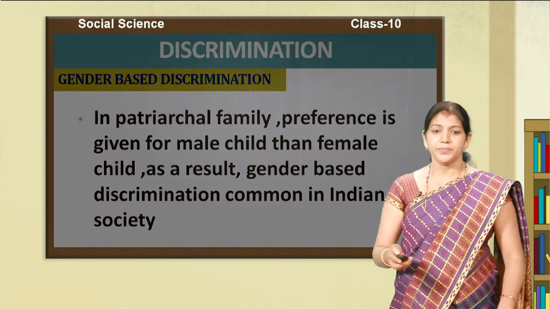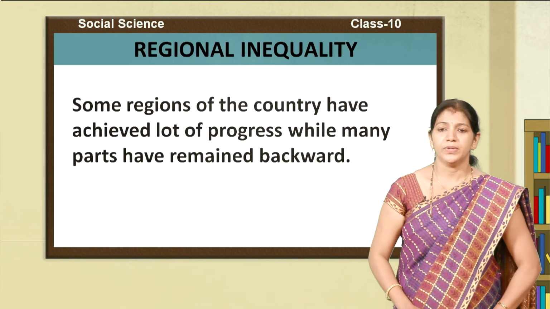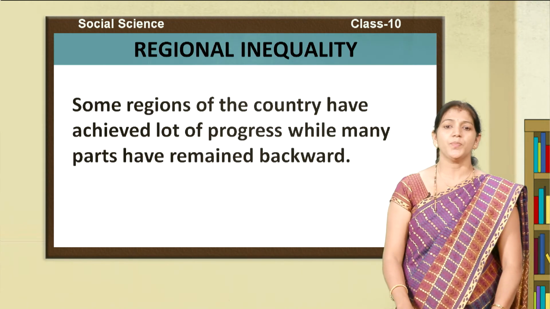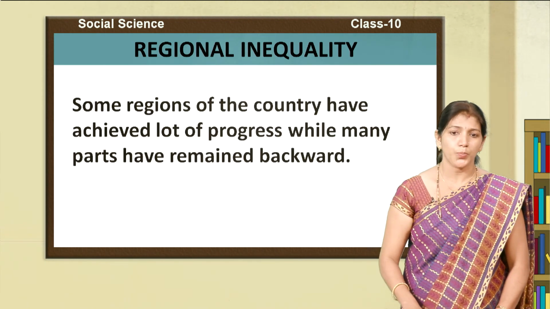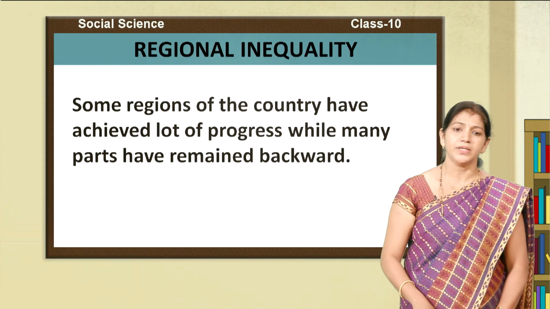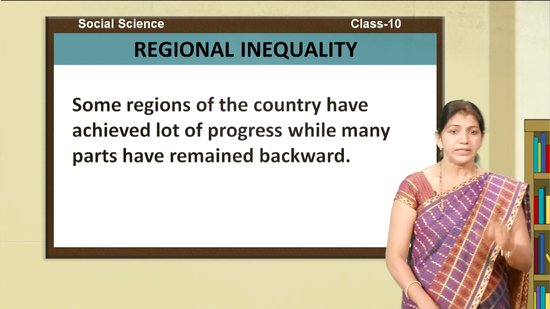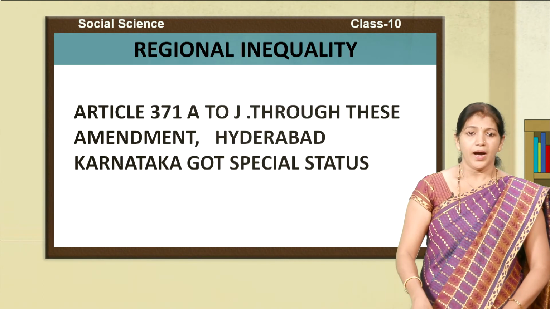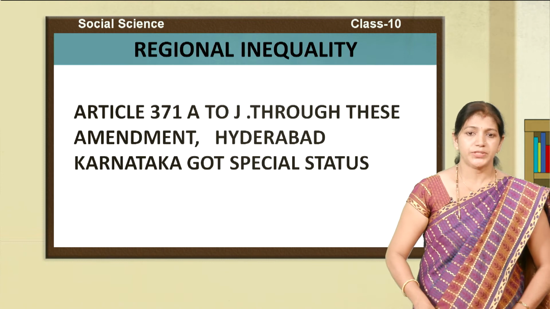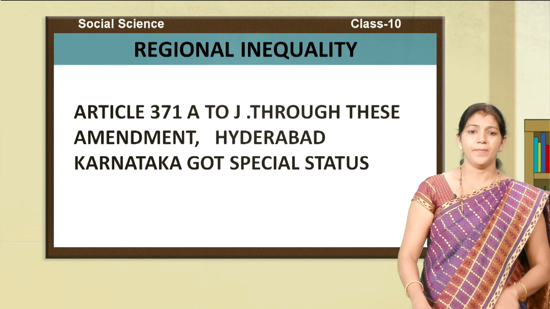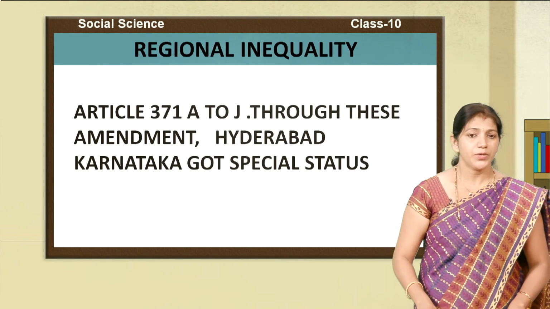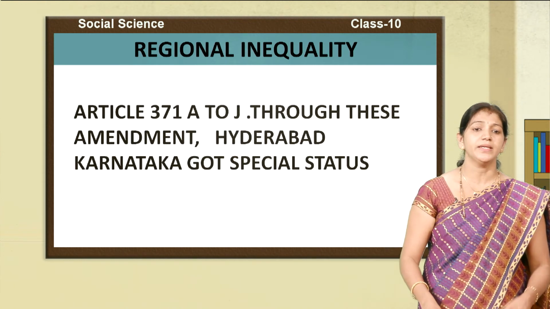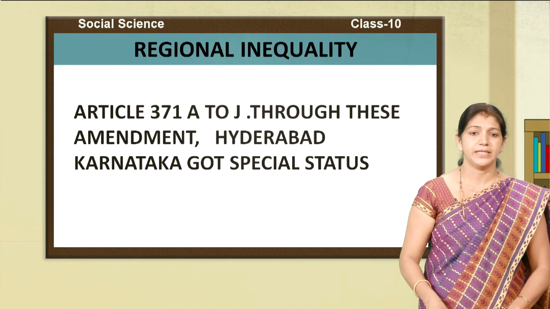Students, next major problem of discrimination is regional inequality. Some regions of the country have achieved a lot of progress, while many parts of the country are backward. This situation is known as regional inequality. Articles 371A to J, these amendments of the Constitution provide for the improvement of backward regions.